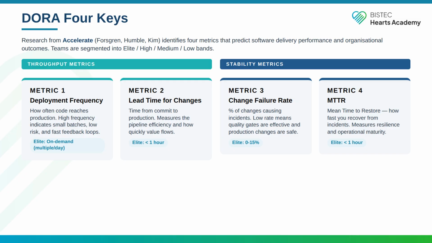The most important finding from a decade of DORA research is that in high-performing teams, these 4 metrics do not trade off against each other. The fastest teams also have the lowest change failure rates. Speed and stability are achieved together, not balanced against each other.